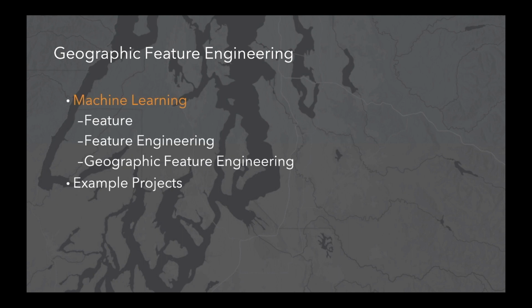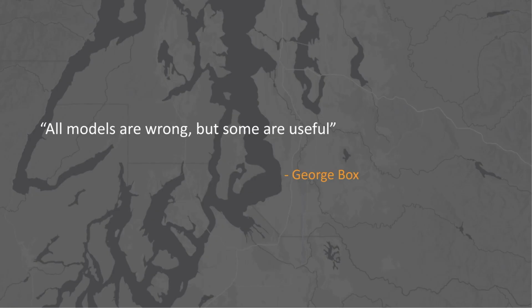So when we're talking about machine learning, we really first need to investigate this idea of a feature, what feature engineering is, and then also the concept of how this all fits together with geographic feature engineering. So when is a machine learning model the right model to use? If we're applying geographic feature engineering, we're assuming at this point that the machine learning model is the correct model to use.